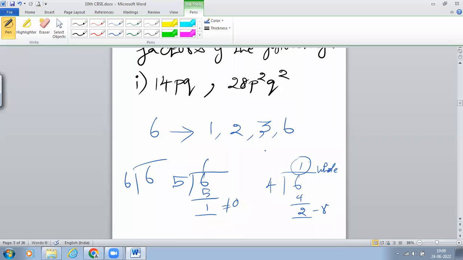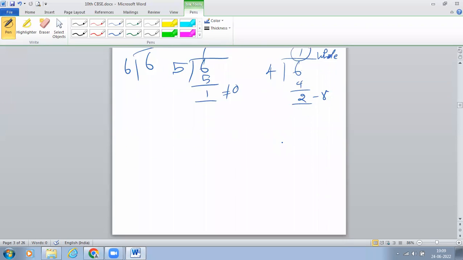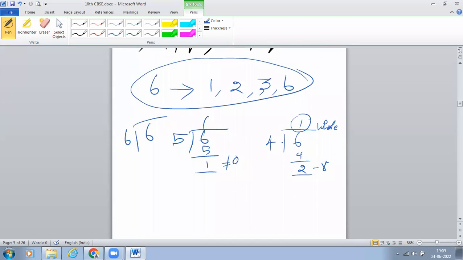Therefore, every number except 1 will have a minimum of 2 factors: 1 and the number itself. 1 has only 1 factor, that is 1 itself. But apart from 1, all the remaining numbers will have a minimum of 2 factors. For 6 also, 1 is a factor and 6 is a factor. And apart from 1 and the number itself, we have 2 more factors, that is 2 and 3. So the factors of 6 are 1, 2, 3, 6. So 6 has 4 factors. Now, I'm going to factorize this 6.